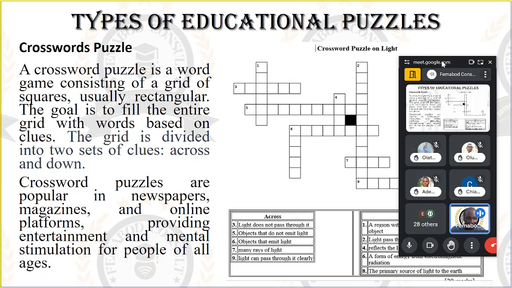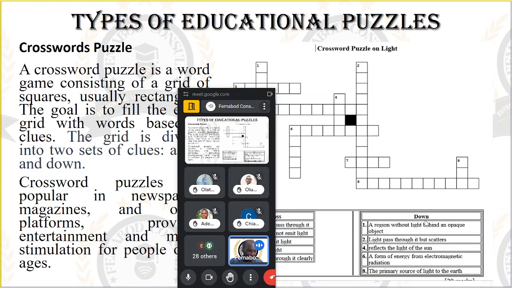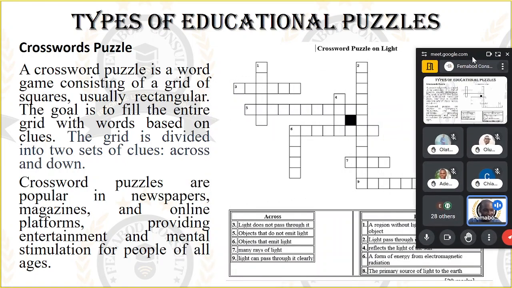Now look at the puzzle example I'm giving on my screen. This is a crossword puzzle on light. I designed this for my year 8 students when I taught them light in physics. All the various definitions I gave them in class, I put down in a crossword puzzle. So all they need to do is read a particular definition and give the word that aligns with that definition. For example, if you look at the first one, a region without light behind an opaque object. So they are going to tell me what it is.